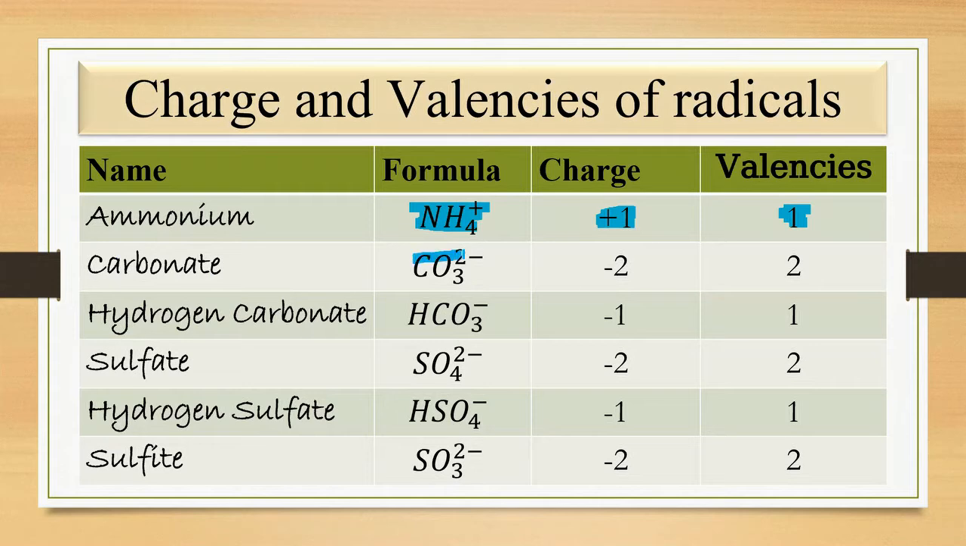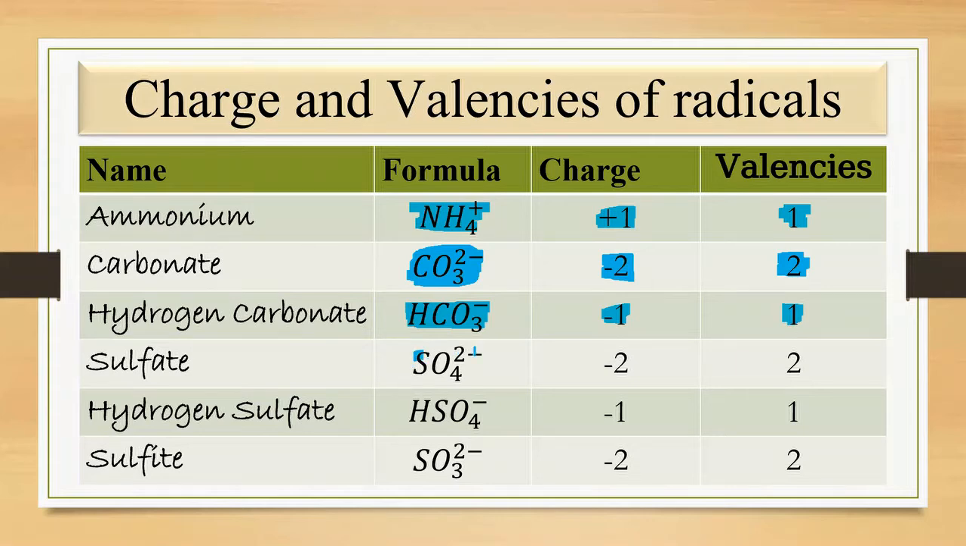Carbonate, CO3 2 minus. This is called carbonate ion. You know the formula of calcium carbonate or limestone, CaCO3. Calcium is plus 2 and carbonate is minus 2. So the valency of carbonate is 2. Hydrogen carbonate: when one hydrogen atom combines with carbonate, hydrogen is +1, carbonate is CO3 2 minus. So hydrogen carbonate is HCO3 minus. The charge of hydrogen carbonate is -1 and the valency is 1.